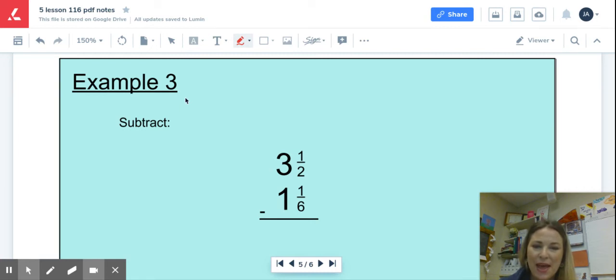So we have 3 1/2 minus 1 1/6. We cannot touch this problem until we have common denominators. So we're going to begin this work by just looking at the fractional parts.